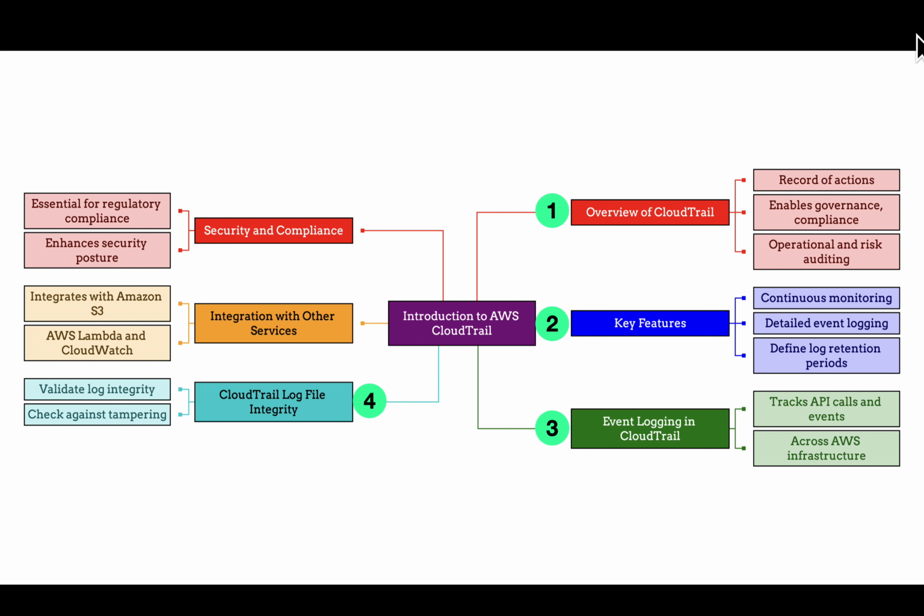4. CloudTrail log file integrity ensures the integrity of log files by validating the logs haven't been tampered with. 5. Integration with other services. CloudTrail integrates with services like Amazon S3, AWS Lambda, and Amazon CloudWatch for enhanced monitoring and alerting. 6. Security and compliance: essential for meeting regulatory compliance requirements and enhancing the security posture of an AWS environment.